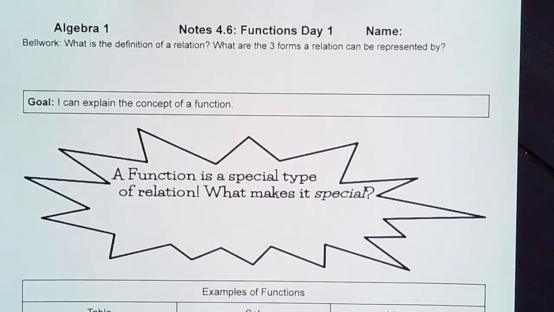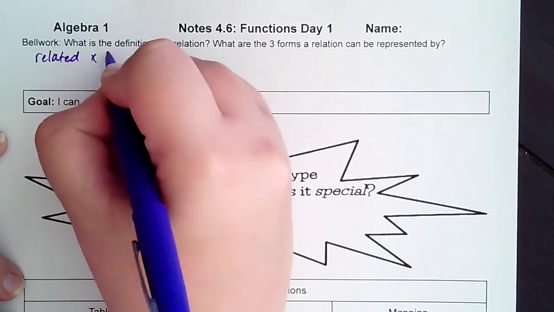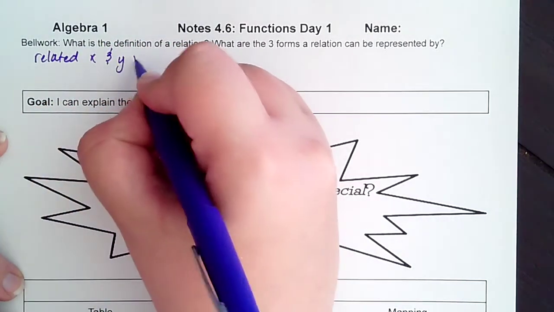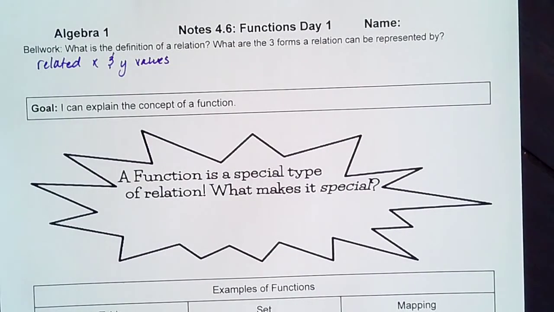Alright, from a few days ago, my definition of a relation was a set of ordered pairs or related x and y values. That's a pretty general definition. Notice that's a loose definition because there are no stipulations. X doesn't have to be a specific relation to y, you don't have to have a specific number, anything like that. Again, very loose definition.